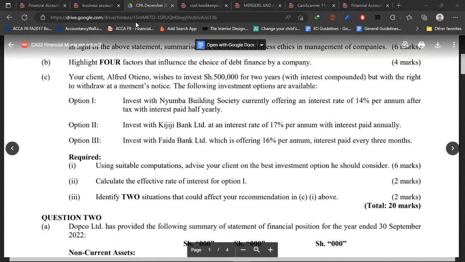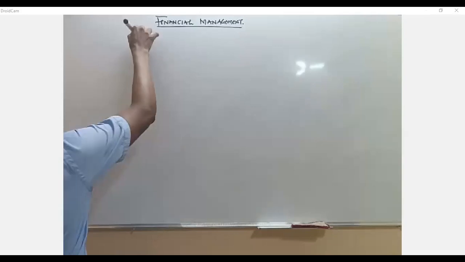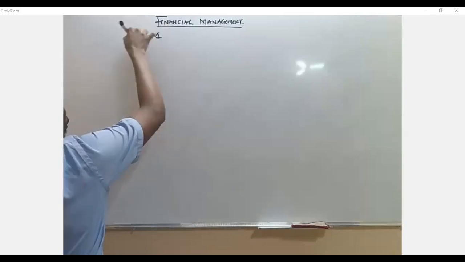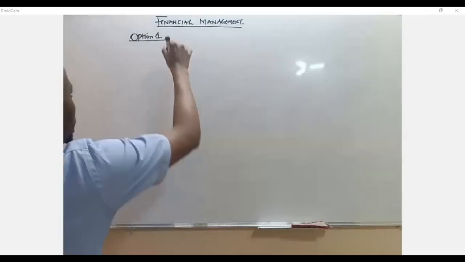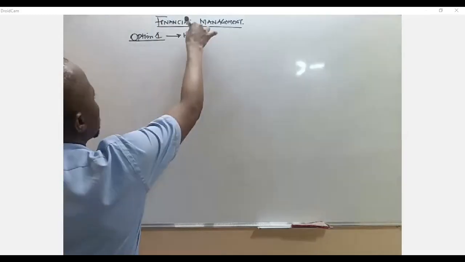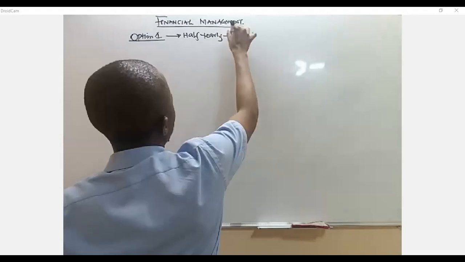I know you have your questions. So this is what we said. Like what I can see in option one, what is happening with option one? I've been told I'm going to be investing with Nyumba Building Society currently offering an interest rate of 14% per annum after tax, with interest paid semi-annually or half-yearly. So in this case, if they are talking about half-yearly, what is going to be affected? There are only two things that are going to be affected.